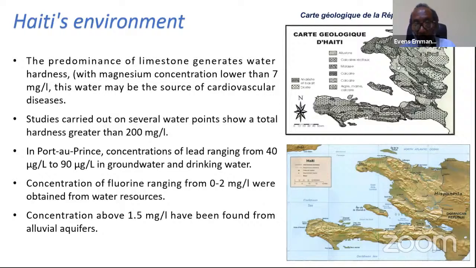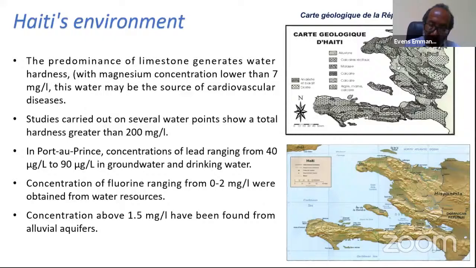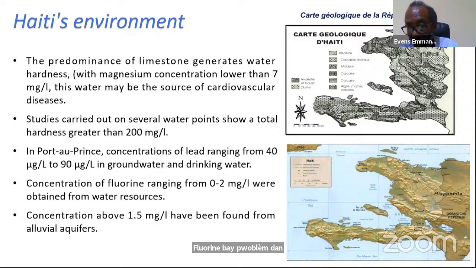But for fluorine, it's very different. 0 to 2 milligrams means that, specifically for children, a concentration from 0 to 1 facilitates a kind of teeth problem, and also over 1.5, not merely for children but also for adults. It's specifically in the zone of Arcahaie or Cabaret, for people who know Haiti. This is a plain zone with sedimentary formation and alluvial aquifers. We find 1.5. It's very important in that case to assess the health risk of fluorine for those people, because it's a very important hazard.